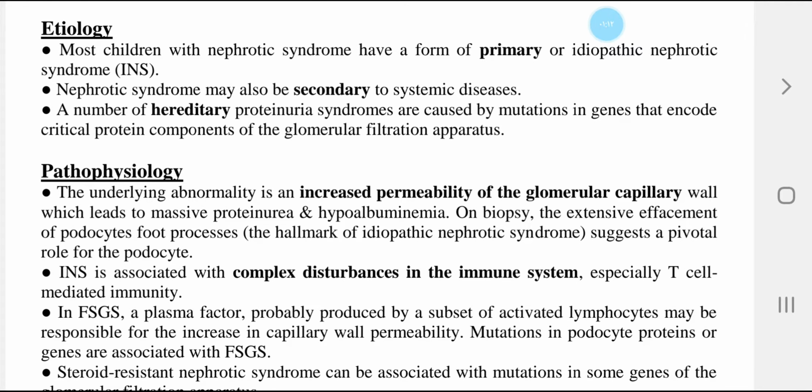Etiology of nephrotic syndrome. Most children with nephrotic syndrome have a form of primary or idiopathic nephrotic syndrome. Nephrotic syndrome may also be secondary to systemic diseases. A number of hereditary proteinuria syndromes are caused by mutations in genes that encode critical protein components of the glomerular filtration apparatus.